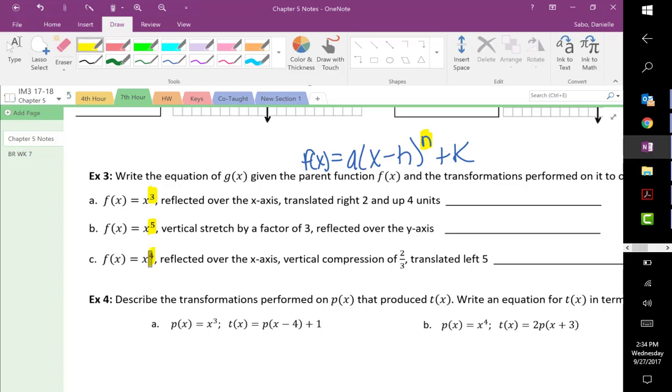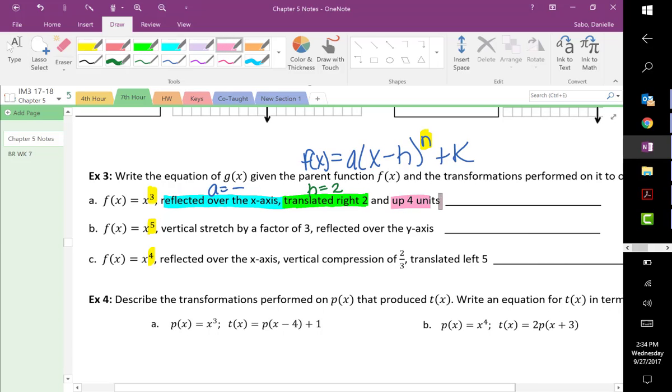All right, if we are reflecting over the x-axis in blue, is that my a value, my h value, or my k value? Your a value. So my a is going to be negative, right? Yep. And if I'm translating to the right 2, is that my a, h, or k? H. And it's going to be negative to the right, right? Right, yep. So it's going to just be plugging in the 2. What about if I were to plug in this 4 up? What value is that?